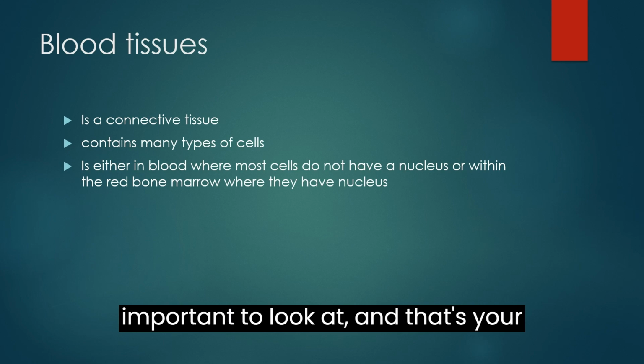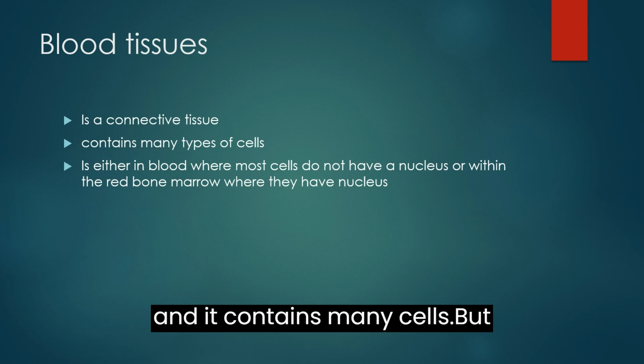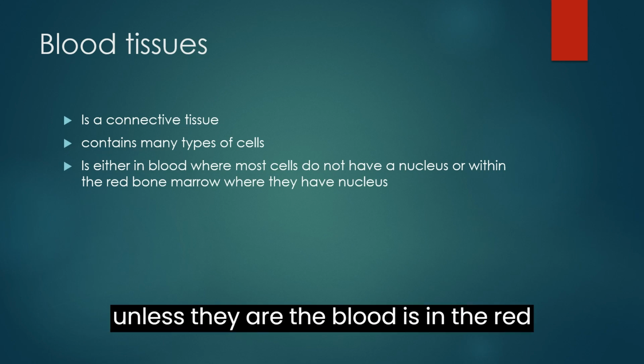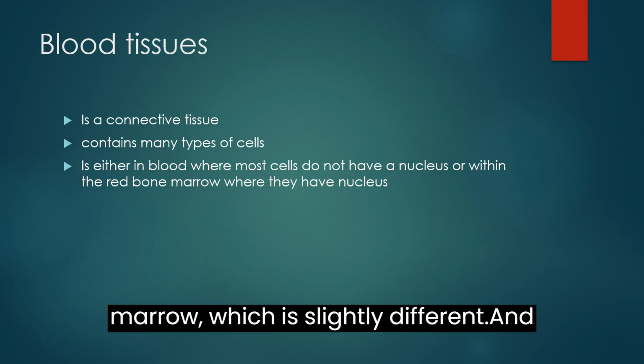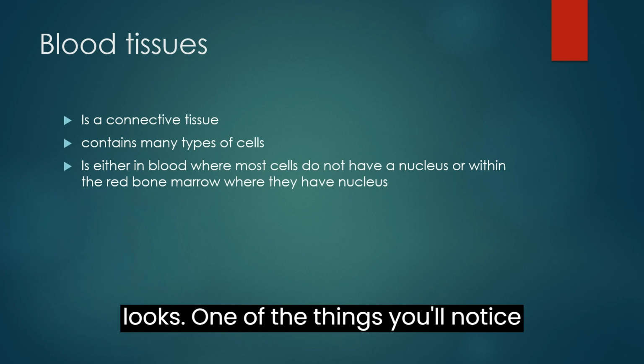Now, we have another tissue that is important to look at, and that's your blood tissue. It is a connective tissue, and it contains many cells, but most of them will not have a nucleus, unless the blood is in the red marrow, which is slightly different. And so I do want to show you how blood looks.